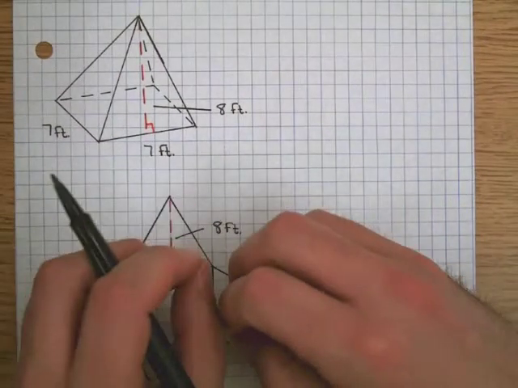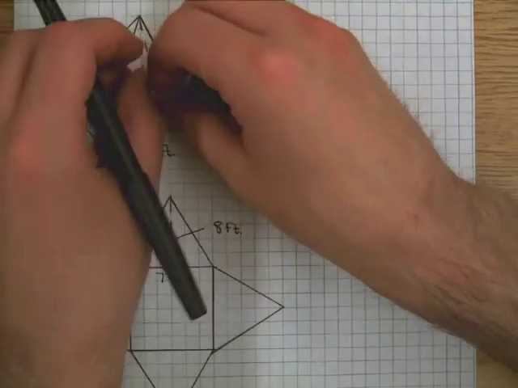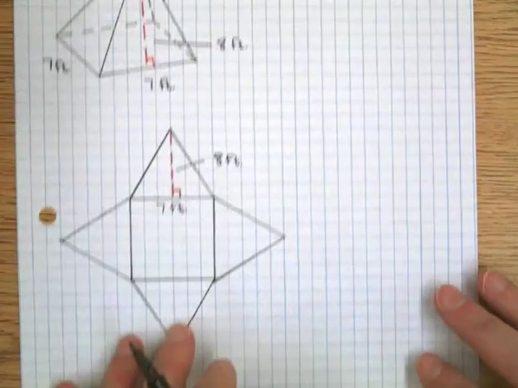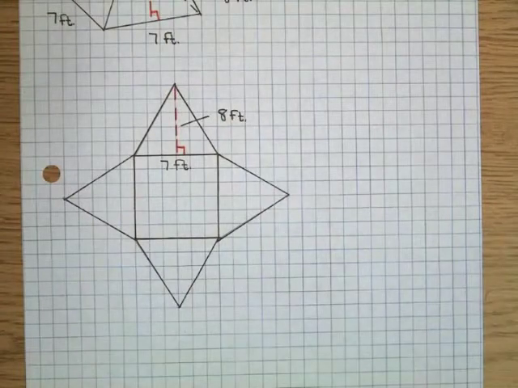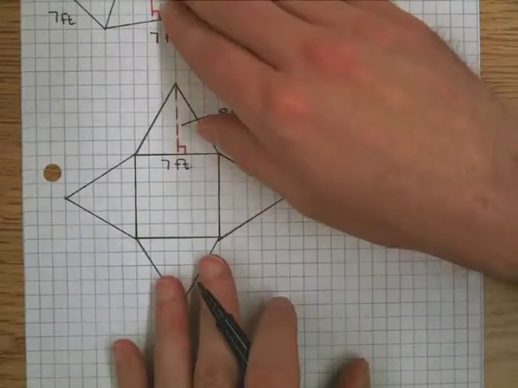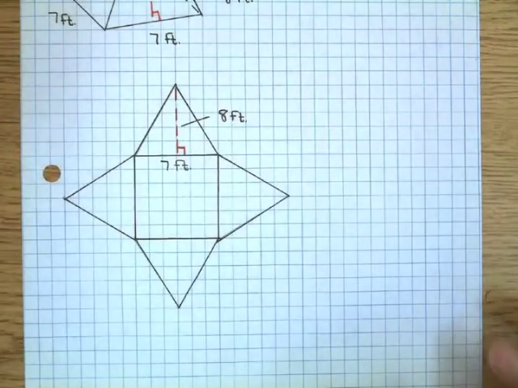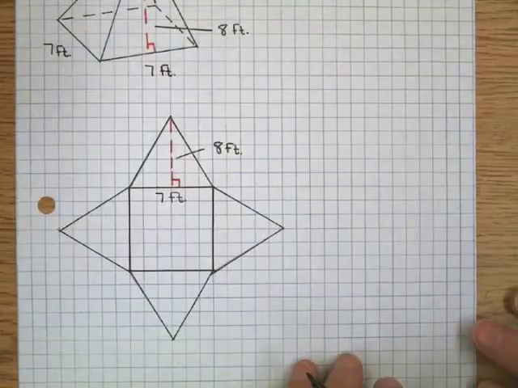And we could use a net. We can unfold this. If we were to cut along the edges and allow those sides to fall open, we would end up with this figure right here. So this would be this three-dimensional pyramid laying flat. This is the net of that particular square pyramid.